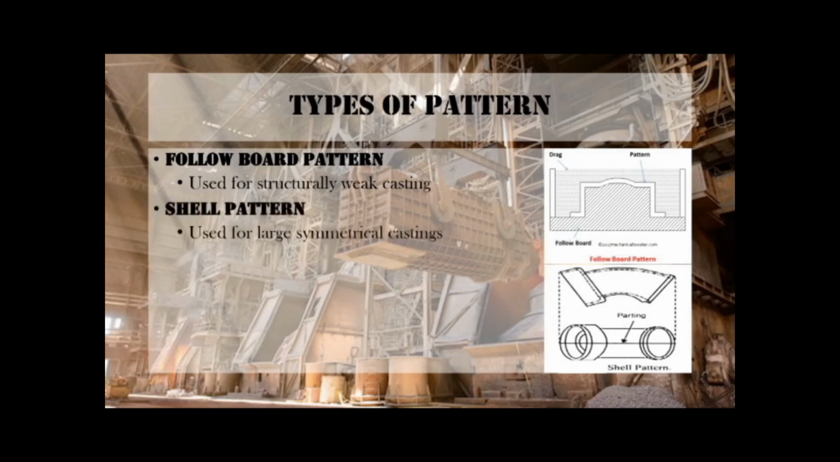Shell patterns are widely used for large symmetrical castings such as drainage fittings and pipes. The shell pattern consists of hollow construction. The outside contour is used as a pattern to form the mold. The shell pattern is made of two halves which are correctly aligned together by dowel pins. The shell pattern is usually made of metals.